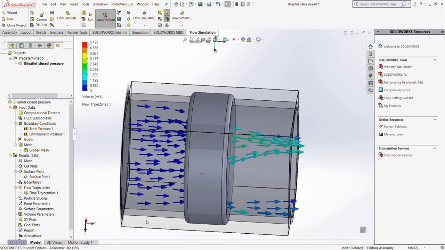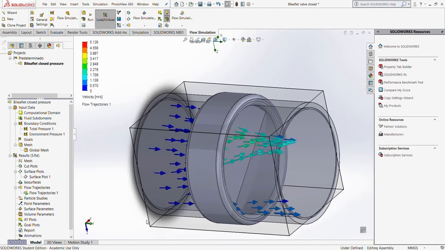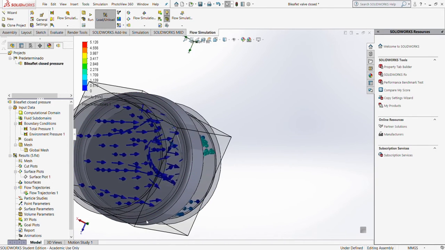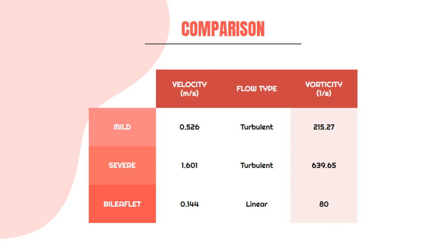As we said, one of the major drawbacks from this valve is the backflow generated because the valve doesn't perfectly seal. In this table, we are comparing the most important values obtained from the simulations. Here, we can observe that maintaining a low blood flow velocity is crucial for the patient's health. Even with mild stenosis, velocity is almost 4 times larger than with a bileaflet valve.